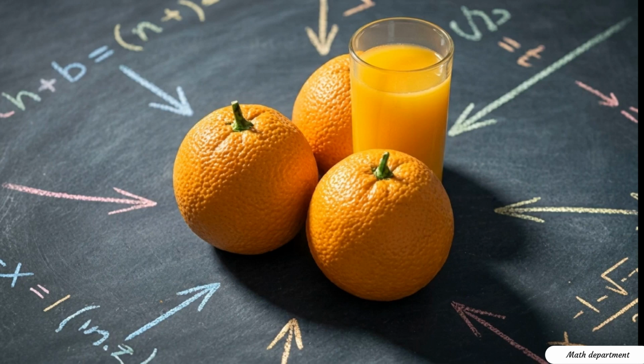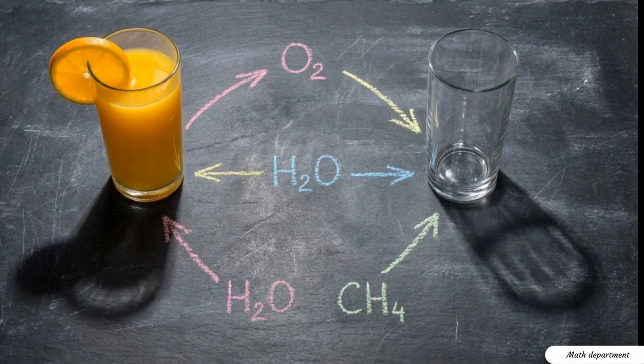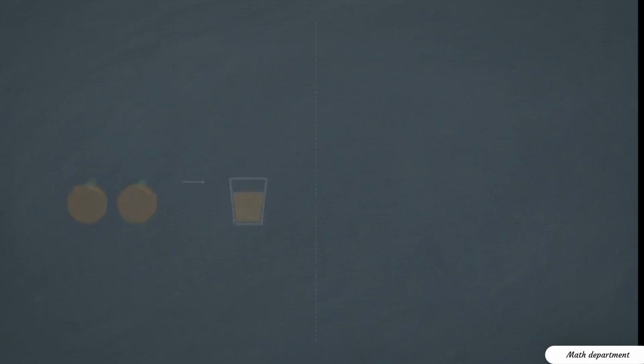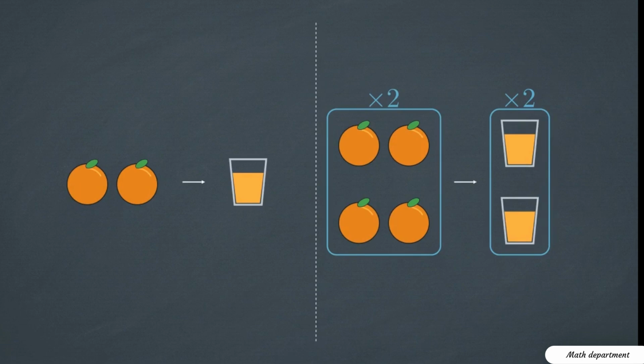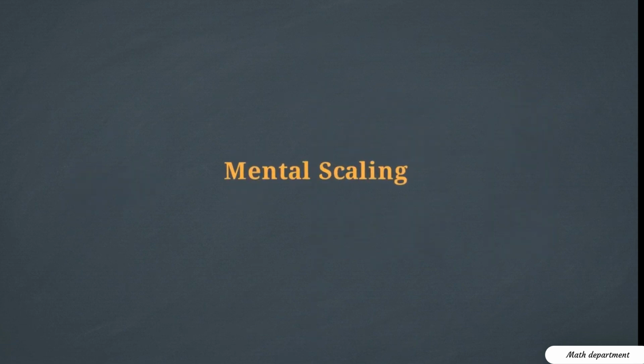Let's say Ahmed is making orange juice. He knows that to make exactly 1 cup, he needs 2 oranges. But today, his brother wants some too, so Ahmed needs to make 2 cups. Without thinking too hard, we know he needs 4 oranges. To double the juice, he just has to double the fruit. You already know how to do this.